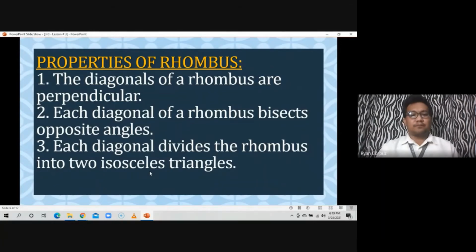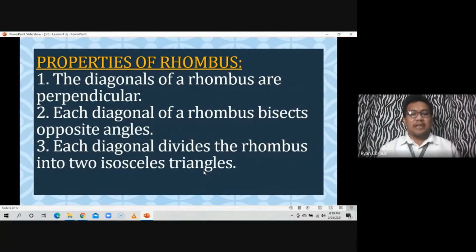Number 2, each diagonal of a rhombus bisects opposite angles. We may mention again the word bisect. Meaning to say, when we say bisect, it divides it into equal measures. So, when you draw a diagonal of a rhombus, yung angle na hinati niya yun into equal measures. So, ganun din yung other diagonal of it.